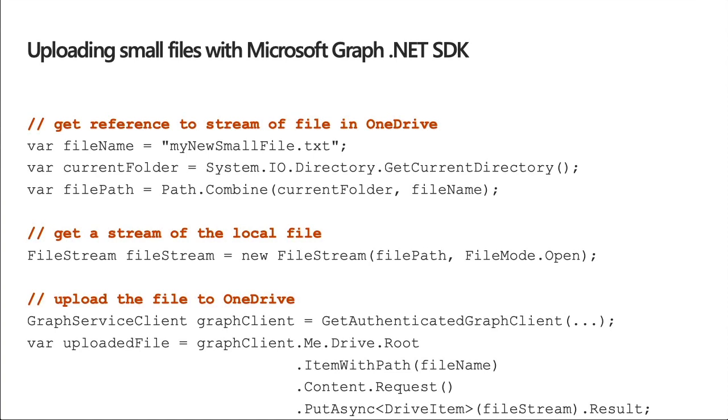And then after getting an authenticated graph client, I'm going to go to the me.drive.root endpoint. I'm going to point to an item using a specific path, and then go to that file's content, create a request, and then call PutAsync, saying I'm going to be uploading a drive item, and passing in the file stream that I want to upload.